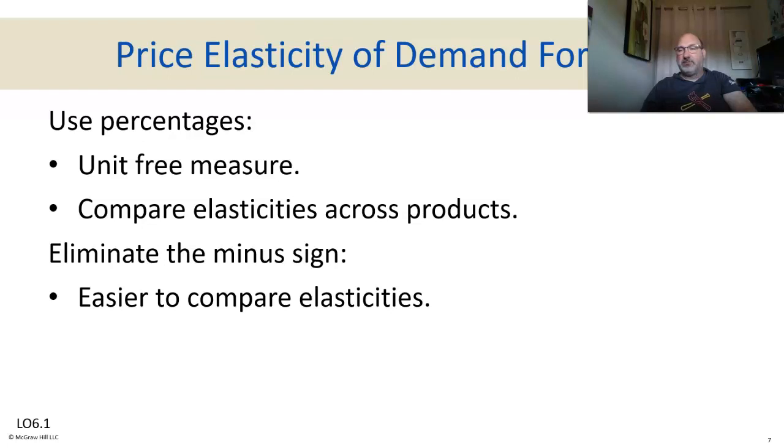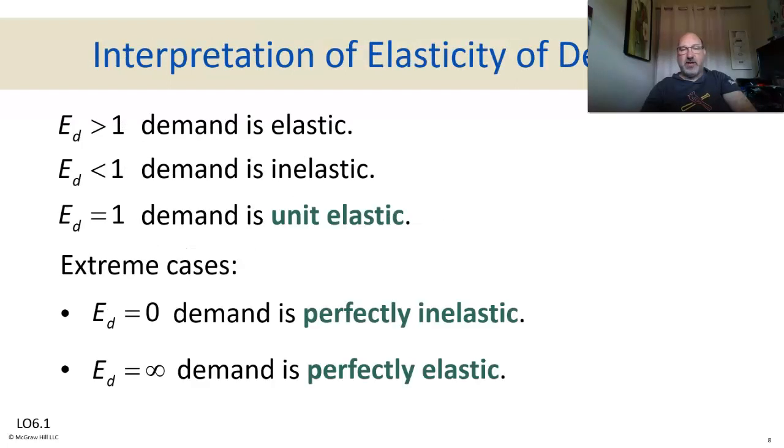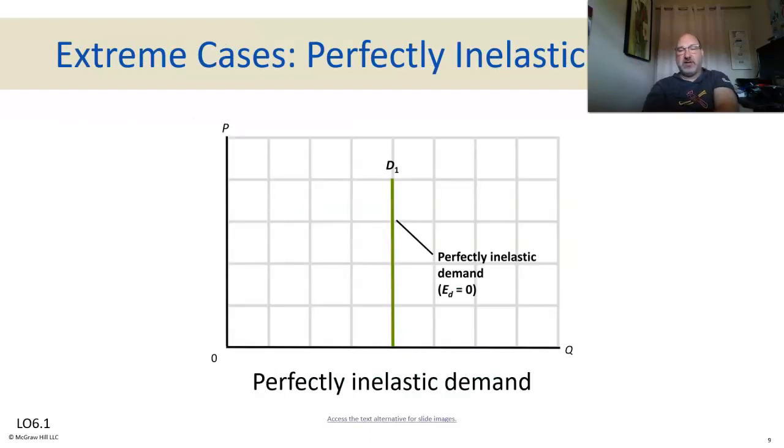We need positive numbers in this, basically because we're comparing the elasticities, and here is why. E sub D greater than 1 means demand is elastic, and E sub D less than 1 means demand is inelastic. If it's equal to 1, it's unit elastic. In the extreme cases, if it's equal to 0, it's perfectly inelastic. If it's infinity, it is perfectly elastic. That is what we have. That is why we need to get rid of the minus sign.